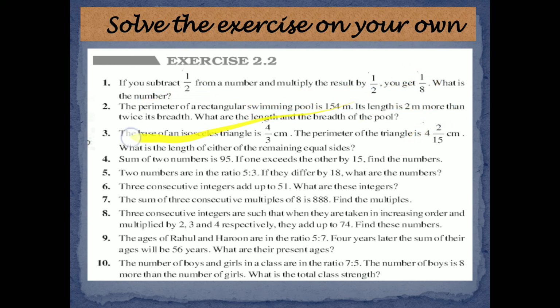Similarly, the second question: the perimeter of a rectangular swimming pool is 154 meters. Length is given as 2 meters more than twice its breadth. So you can assume breadth as x and length as twice x plus 2. What are the length and the breadth of the pool? Again, the same formula you can use: the perimeter of a rectangle equals 2 into (length plus breadth). Likewise, you can try to solve these questions and you will get the answers. If you have any doubt in this, you can get back to me.